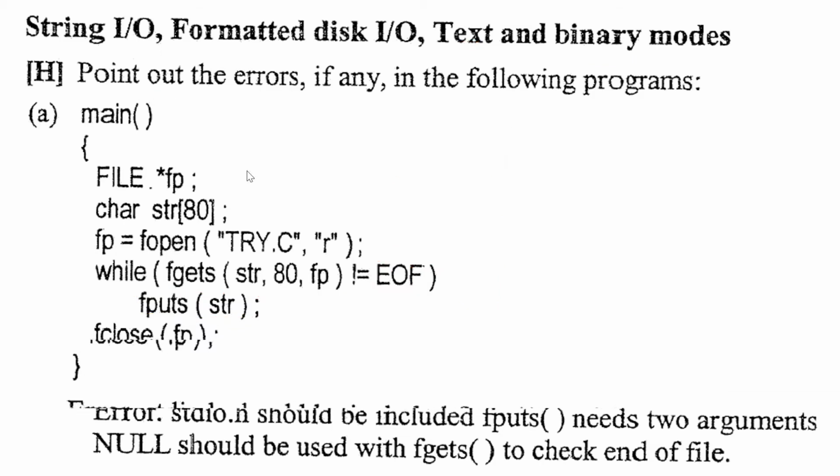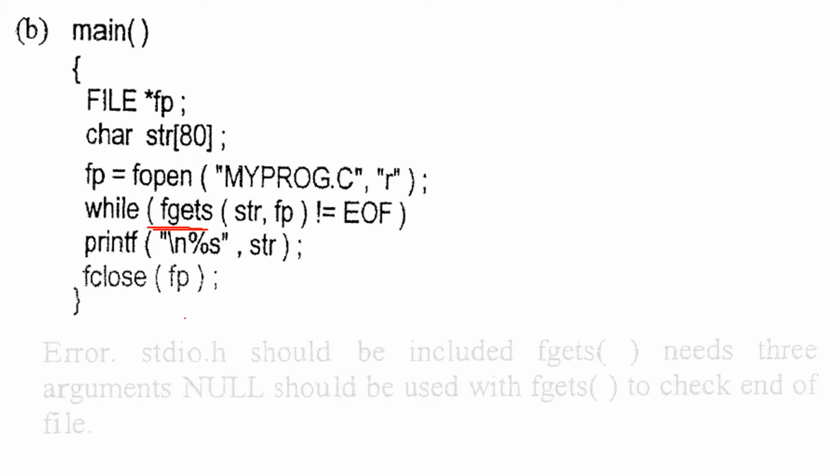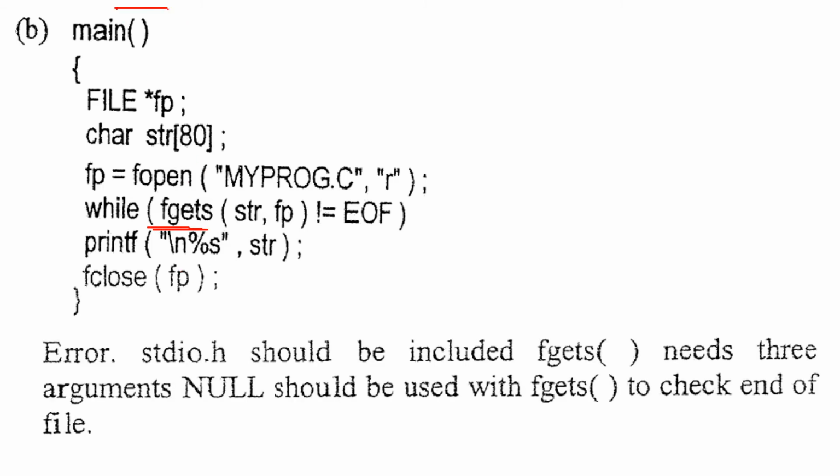Next is this program. Is there something fishy about this? First of all, stdio.h, and there's this fgets, it needs three arguments, that is str, then the buffer size, then fp. And for EOF, for fgets, we use NULL here, capital.